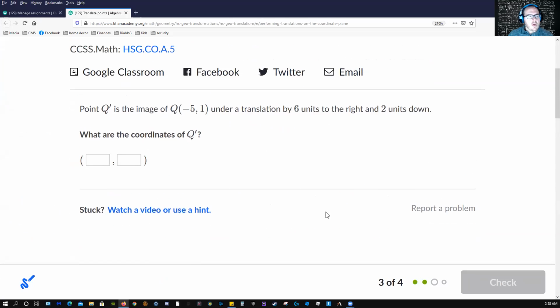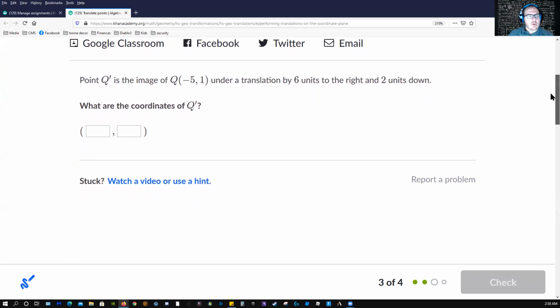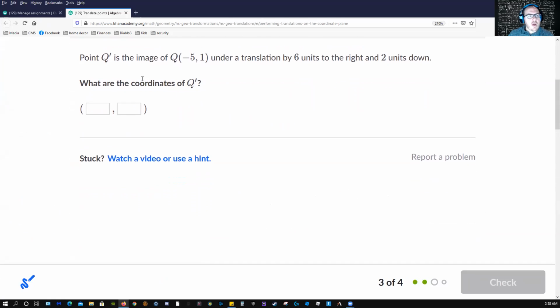Okay, point Q prime is the image of Q, which is at negative 5, 1, under translation by 6 units to the right and 2 units down. What is the coordinates of Q prime? Okay, so just to unpack this for you, I might need the assistance of an image.